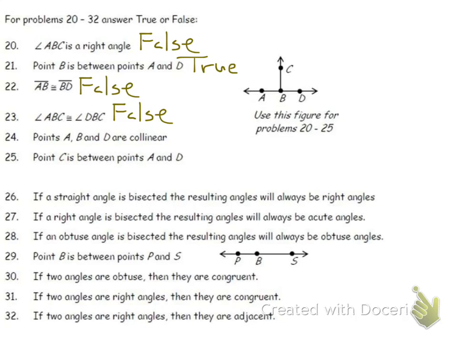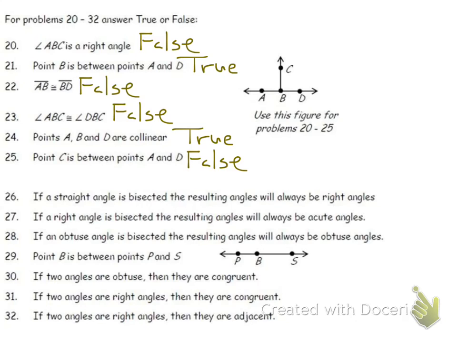That comes from also, and if you look at 21, they're true because B is between A and D on that line. 25 is false because C is not between A and D. For it to be between, it would have to be on the actual line, and it is not.